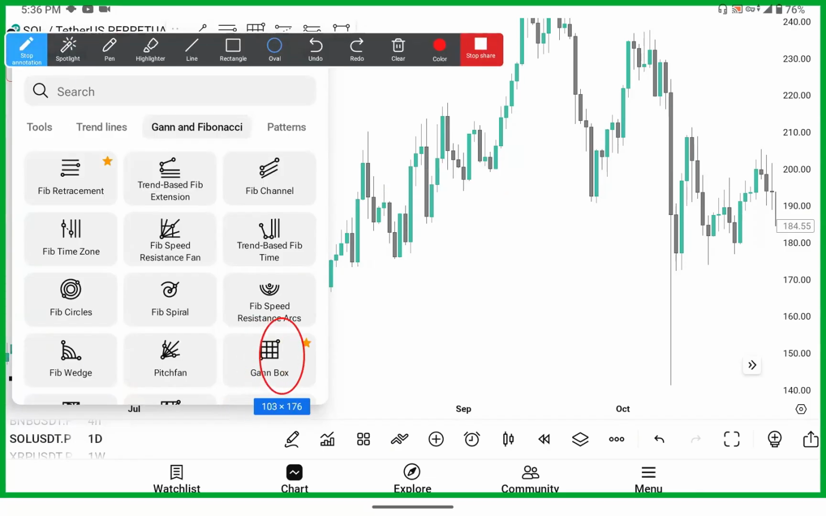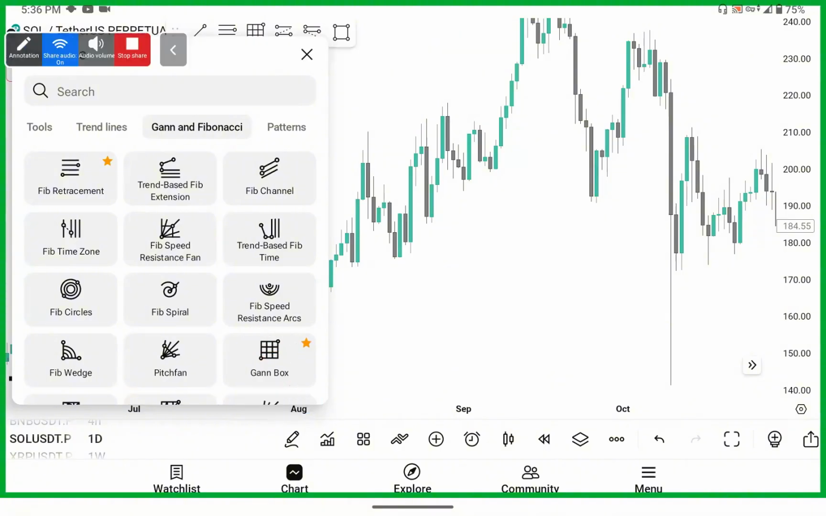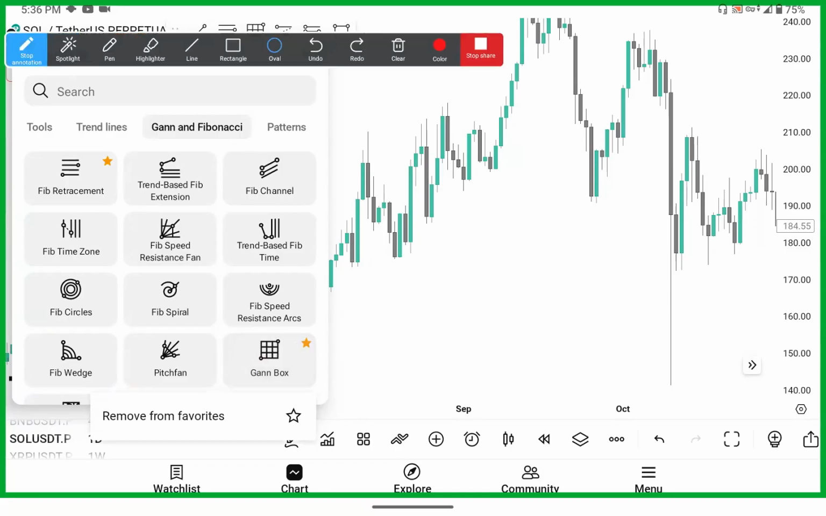That is the box. This is the tool we need to be having. So you long press on it, then you will tap on this. For me now, it is already on favorite, that's why it is showing remove. If you have not yet put it on favorite, it will show you add to favorite.